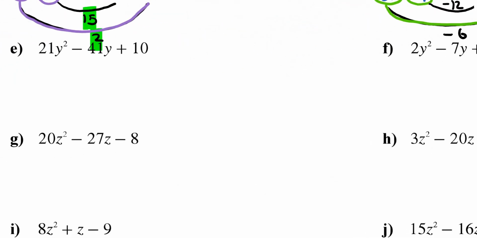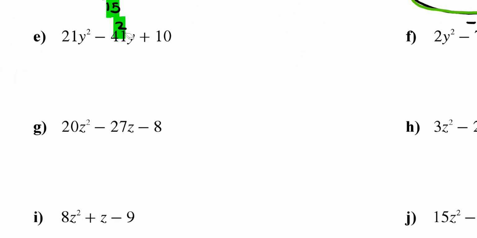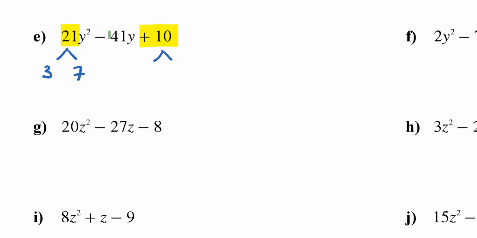Okay, let's move on to letter E now. I might erase this to get a little bit more space here. Let's highlight the leading coefficient, which is 21, and the constant term, which is 10. All right, 2 numbers that multiply to 21, I'm thinking of 3 and 7. And 2 numbers that multiply to 10, well, also consider that the middle number is negative, so both numbers have to be negative over here, so I'm thinking negative 5 and negative 2.